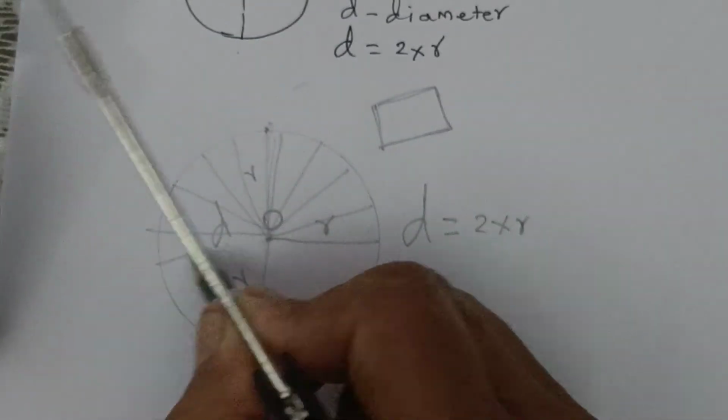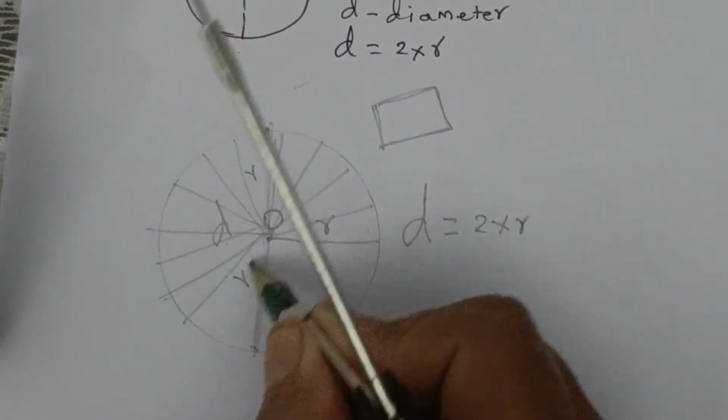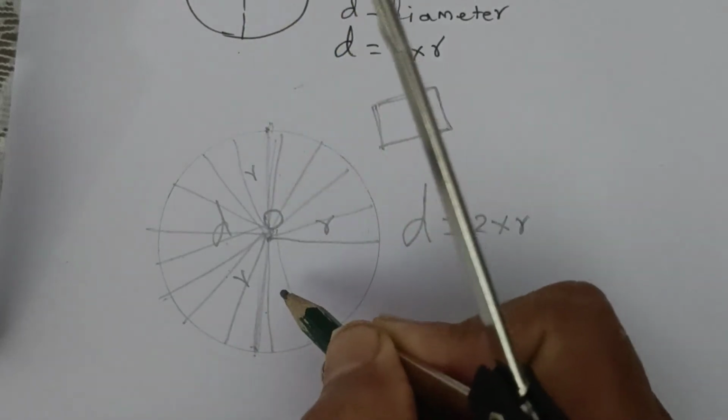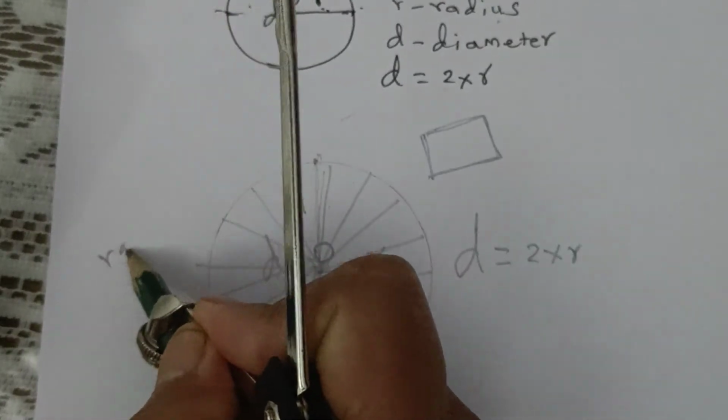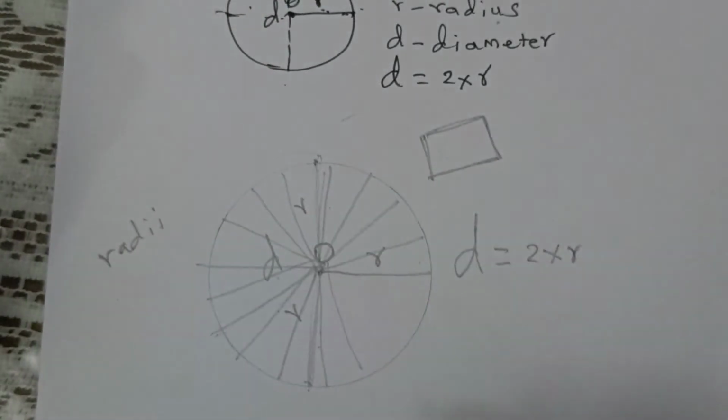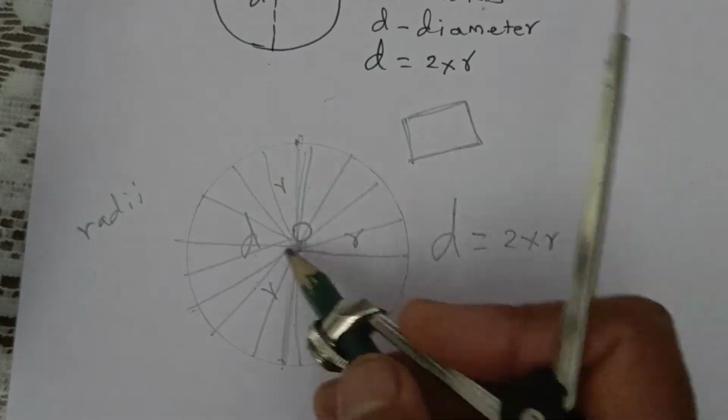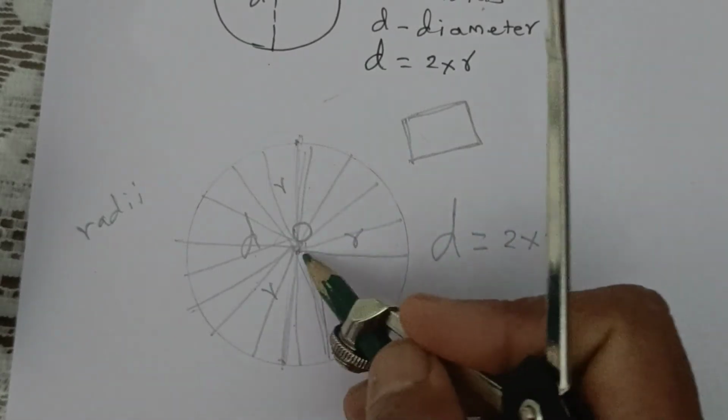All these are radii. A line segment joining center to circumference. All these are radii. Radius is plural. Radii, R-A-D-I-I. Radii means it is plural of radius. Many radii, countless number of radii can be drawn.